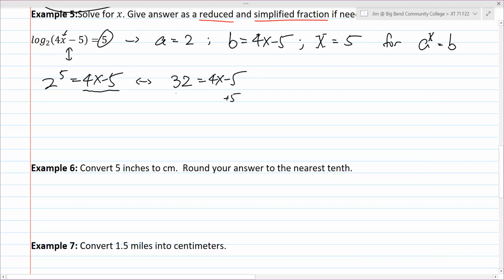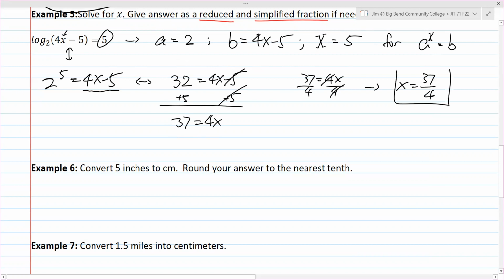All right, now we do algebra again. Add 5 on both sides, so you have 37 equals 4x. All right, divide the equation by 4. Then problem solved. The 4s are divided out. We have practiced enough on the algebra, so you get a simplified fraction. And that's exactly what the answer should look like. A reduced fraction, 37 over 4. We can't reduce that anymore because 37 is a prime. Okay.